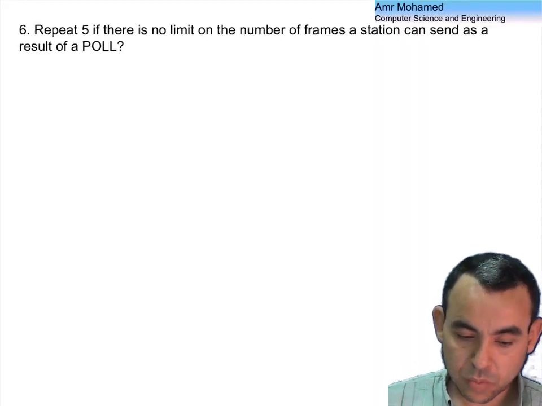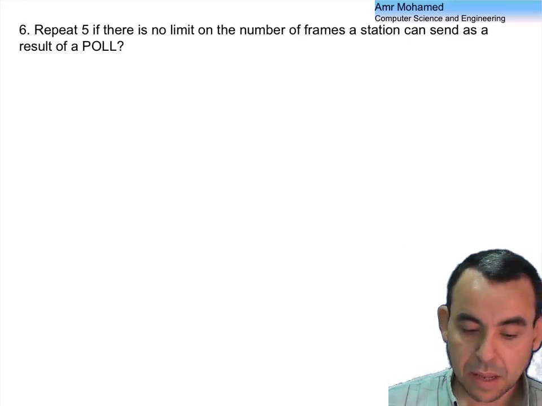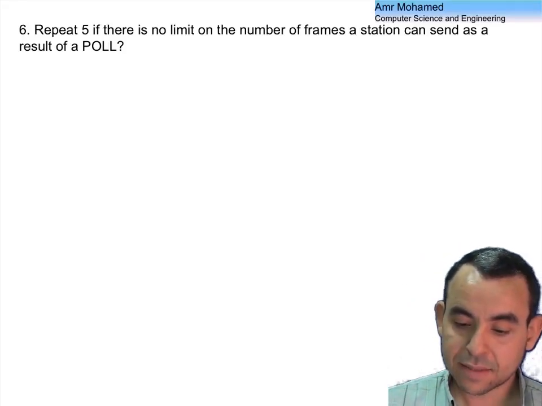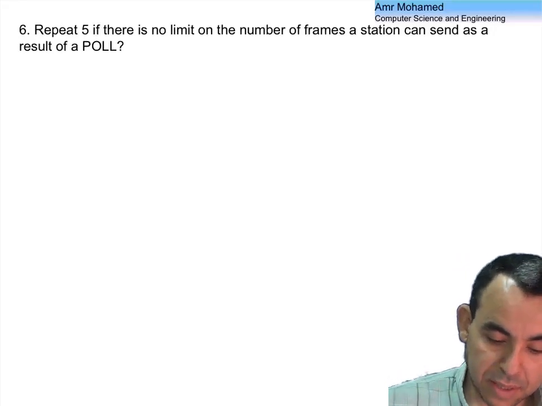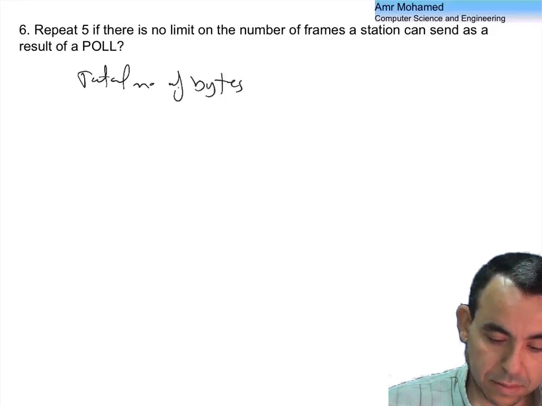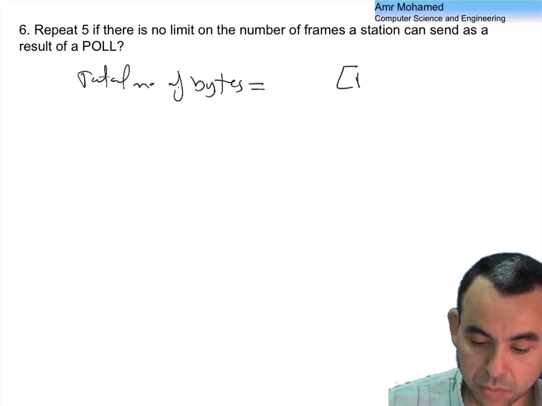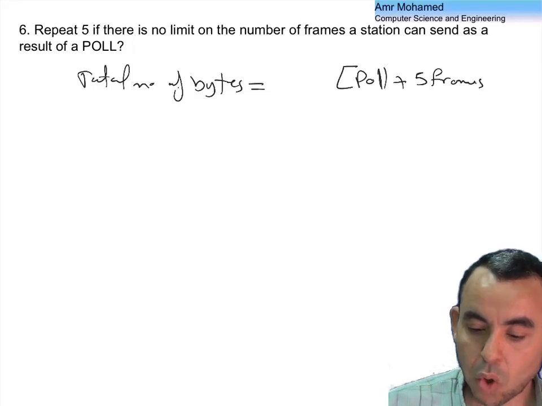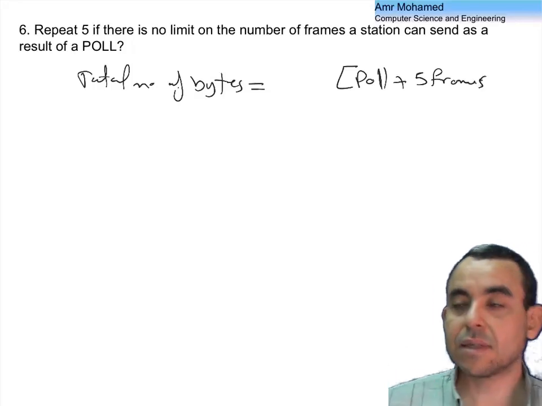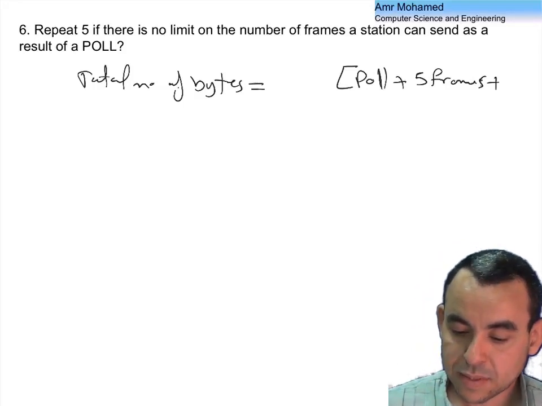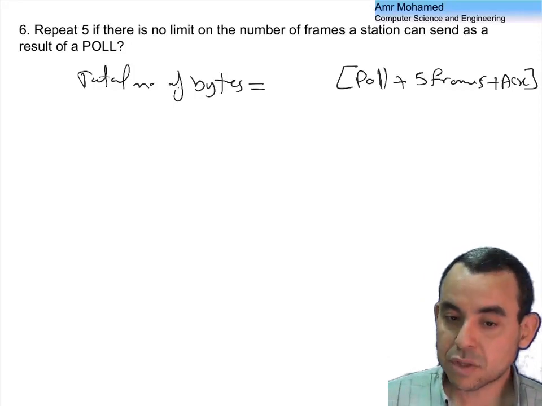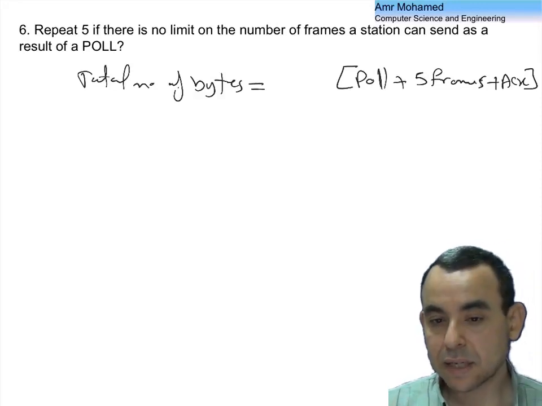Okay, so the next part of this question talks about repeating the same thing, but in that case there's no limit on the number of frames that the station can send as a result of a poll. So pay attention here that the total number of bytes equals, of course here we have one poll, and then for one poll we can send 5 frames, all the 5 frames we can send until the station stops sending, and then we send the acknowledgement. The station will stop the transmission when it does not have any other data to send.